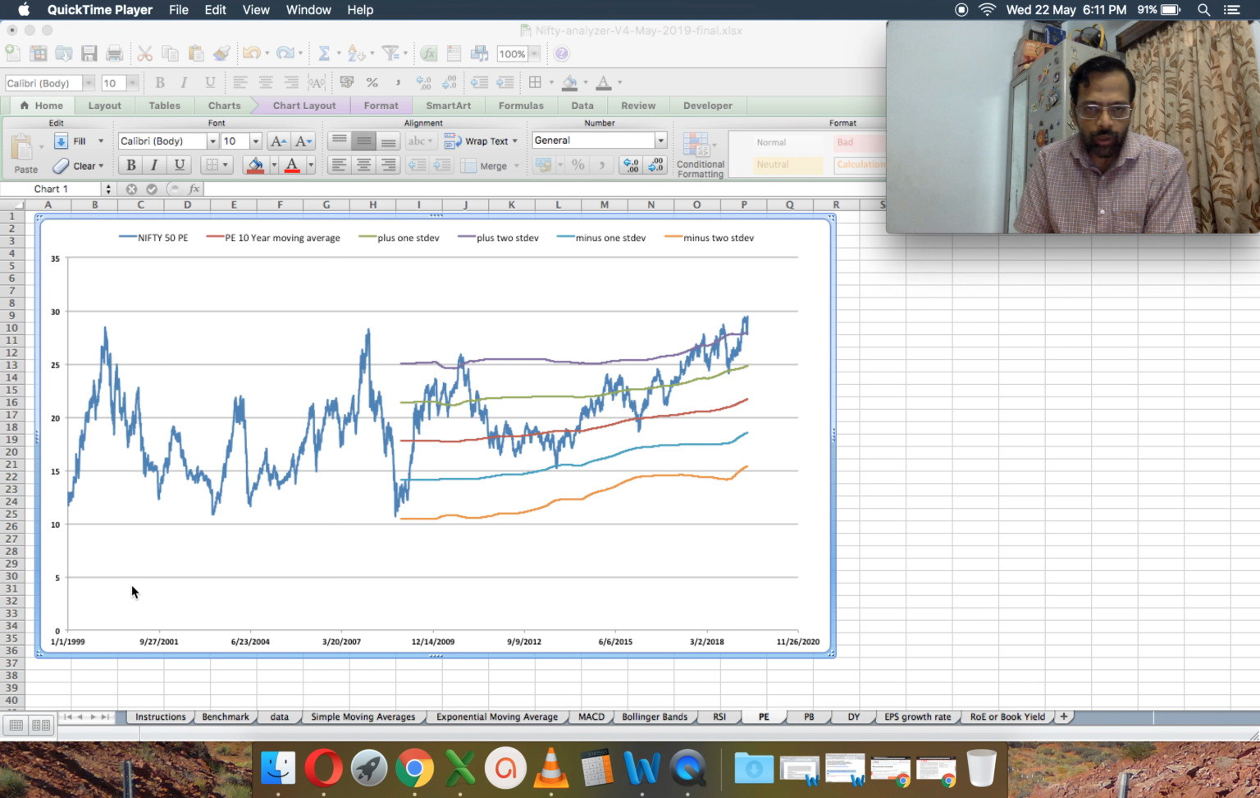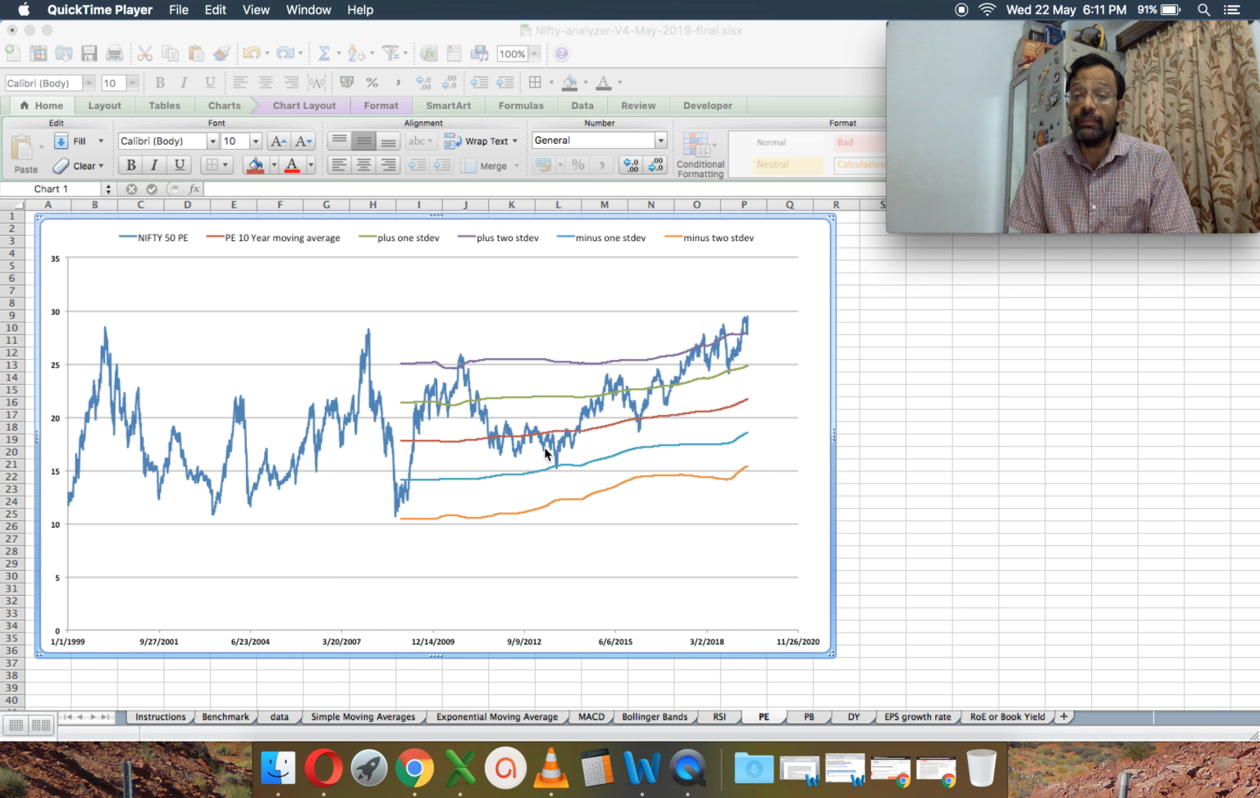So what you see here is the Nifty PE, and the central line here is the 10-year average of the Nifty PE. It's a moving average. It keeps going. Notice that it keeps going more or less a little bit up. And this is one standard deviation above the average, two standard deviations above the average, one standard deviation below the average, two standard deviations below the average.